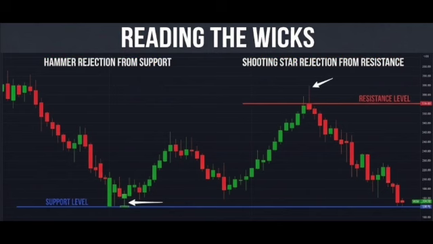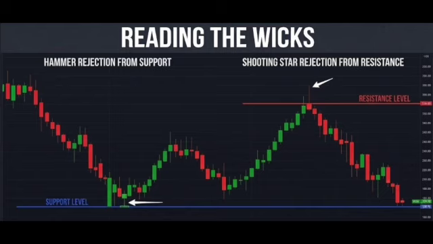Step number 3 is identifying the rejection. If the body tells you who is currently winning, the wicks tell you who failed. This is where the magic happens, because wicks reveal future market reversals before they actually happen. Let's look at a very famous candle pattern called the hammer. Imagine a candle that has a tiny body at the very top, and a massive, long wick sticking out of the bottom. Let's decode the story here.